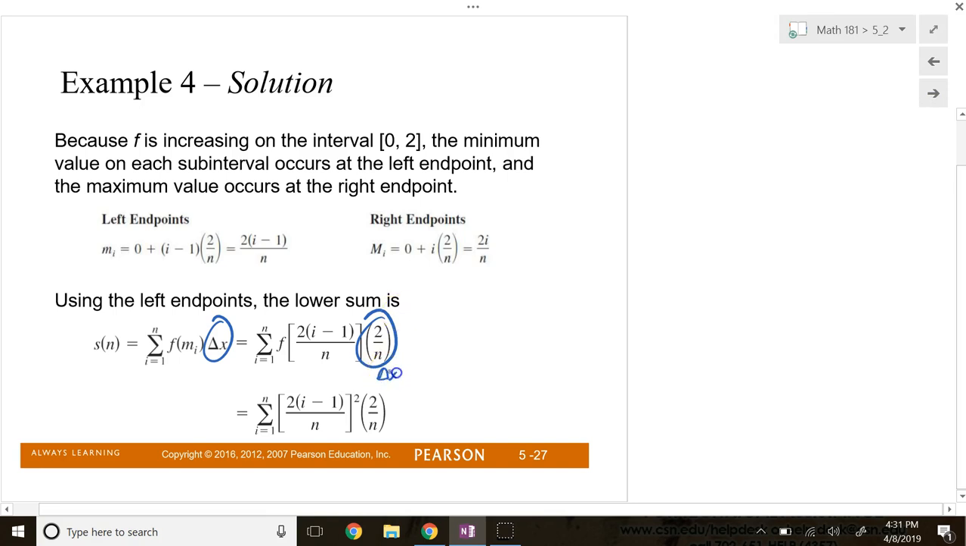So here's your delta x. There's your f of 2i minus 1. Again, that gives you the left-hand side for i being 1 up to whatever n. And remember, this is f of x being x squared. So you plug this in and you square it, right? So there's the input squared.